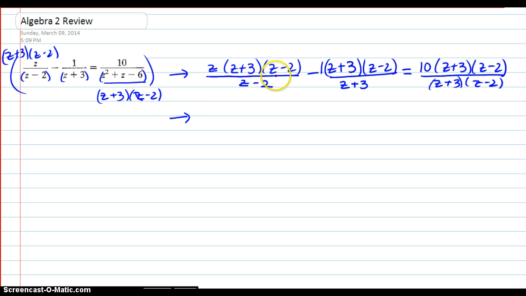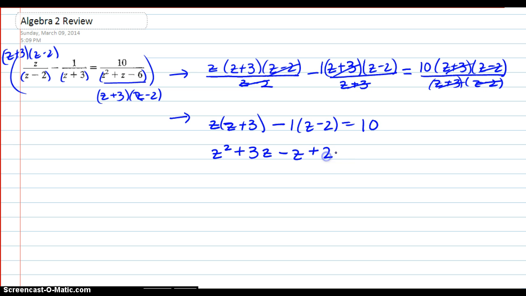Now my next step is to cancel. So cancel, and I'm left with z times z plus 3 minus, and I'm just going to say minus 1 times z minus 2 equals 10. So again, be very careful when you're distributing, which is why I kept that 1 there. So I get z squared plus 3z minus z plus 2 equals 10. So I have z squared plus 2z plus 2 equals 10.